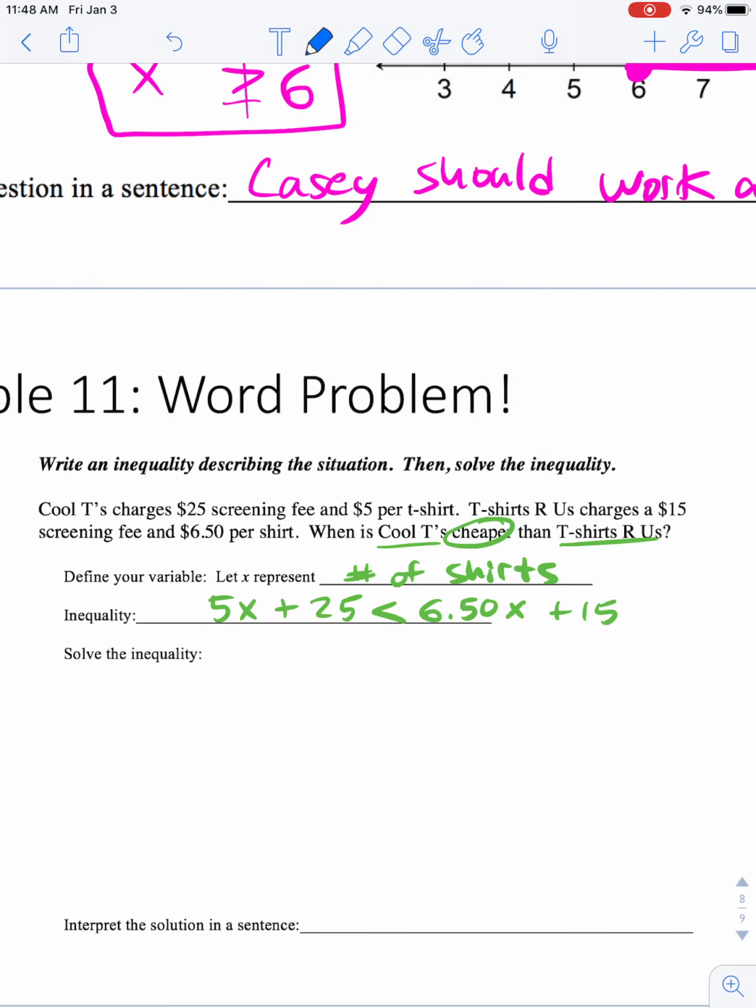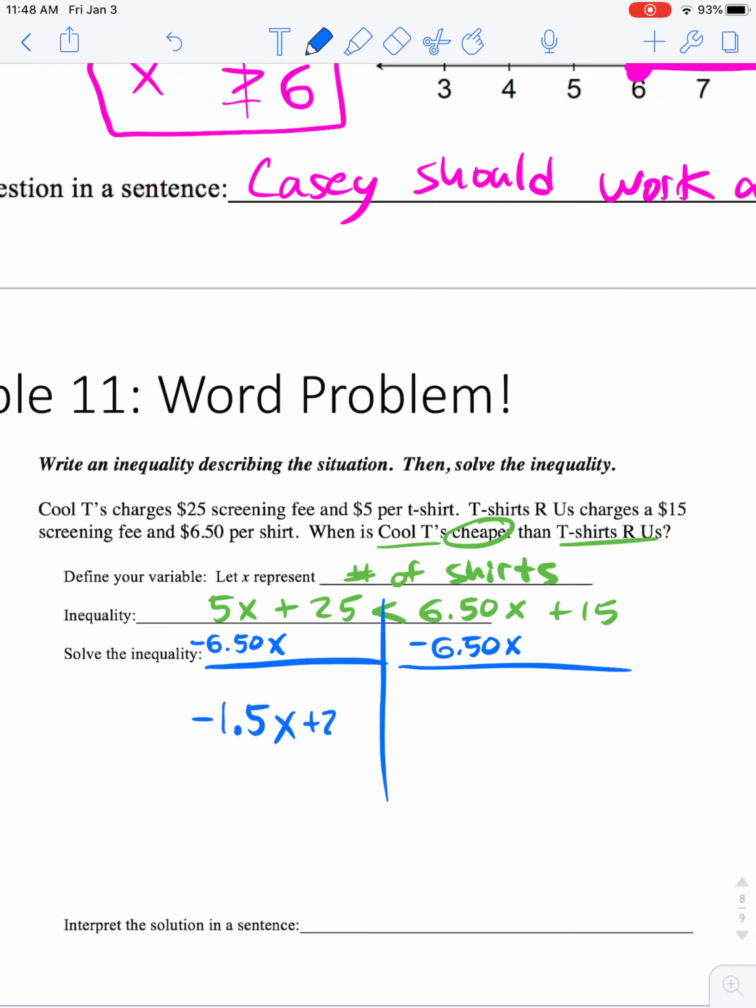So what I'm going to do is try to get the variable to one side. I'm going to subtract 6.5x from both sides. Don't be a hero here, you can use a calculator if you need to. 5 minus 6.5 is negative 1.5x, plus 25 still. And on the other side, I've got 15. I didn't multiply or divide by a negative, so it stays less than. Now I want to get rid of that 25, so I subtract 25 from both sides. That's going to be negative 1.5x is less than negative 10.